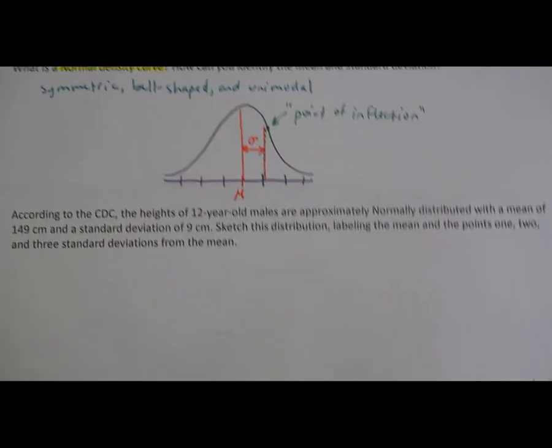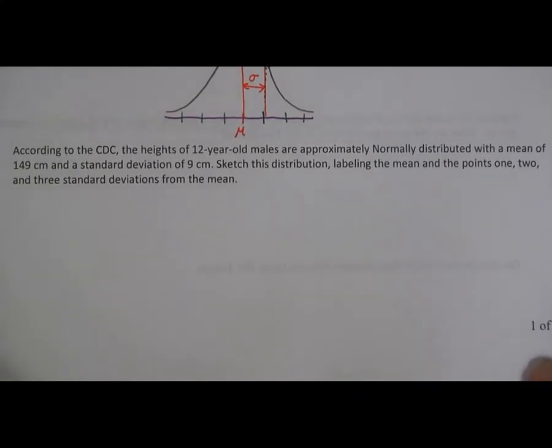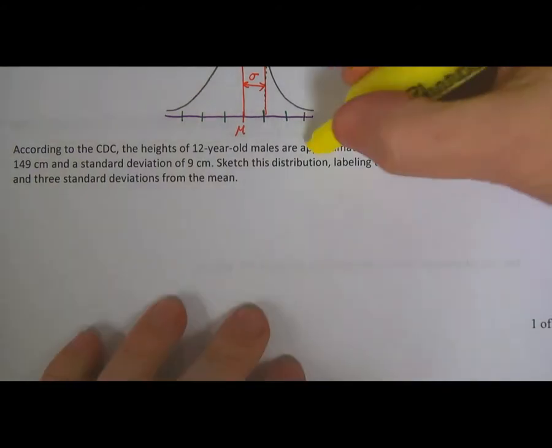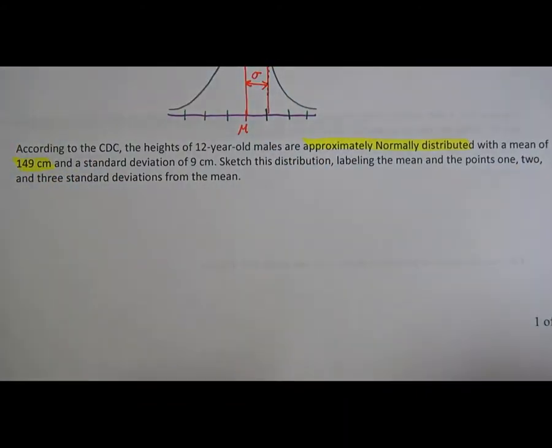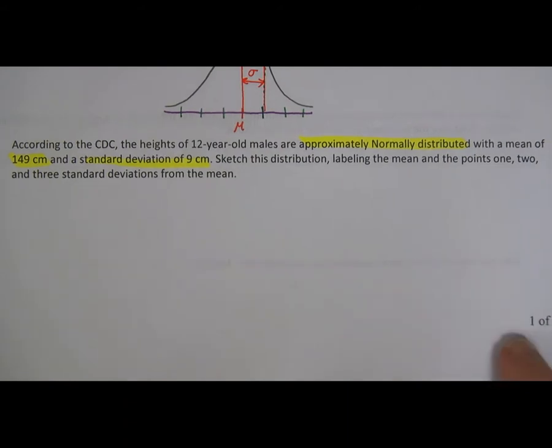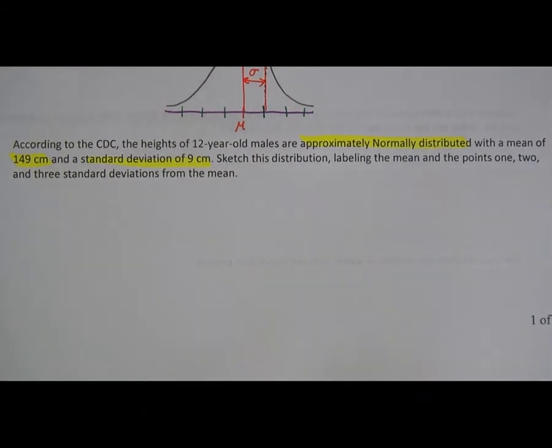See if you can draw the picture that goes with this problem. It's not really a problem, it just wants you to draw and label. According to the CDC, the heights of 12-year-old males are approximately normally distributed. That tells me there's no skewness. The mean is 149 centimeters. The standard deviation is 9 centimeters. I want you to see if you can draw a picture that would be good enough for the AP exam. Give it a shot.